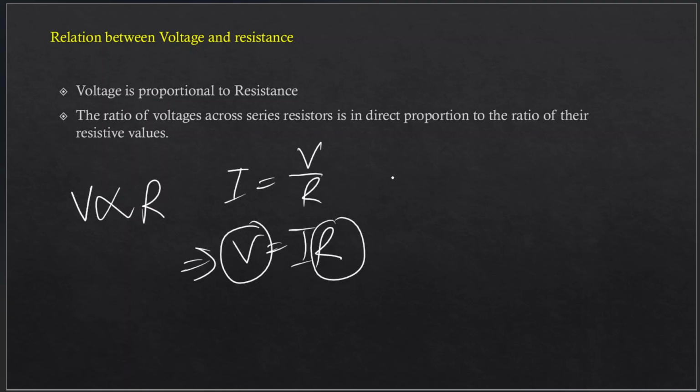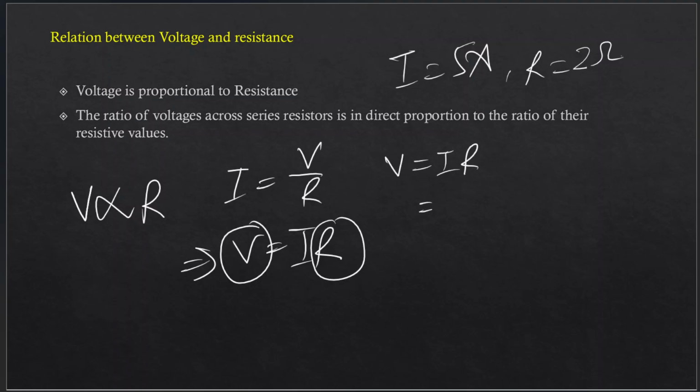Let's explain this with some numbers. If we put some numbers, let's say I is equal to 5 amperes and R is equal to 2 ohms. Okay, so what will V be? V is equal to IR, right? V is equal to 5 times 2 is equal to 10 volts.